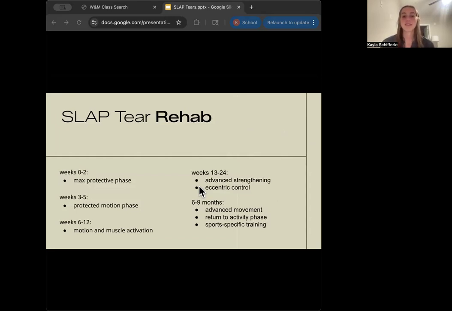Once a SLAP tear is identified with an MRI, patients can choose between two potential treatment plans. The first option is conservative treatment. This consists of rest, pain meds, physical therapy, and sometimes cortisone shots. This is beneficial for players who don't want to take months off to recover. The second, more invasive option for chronic pain is surgical intervention. The rehab guidelines on the slide are post-surgical guidelines for physical therapy.